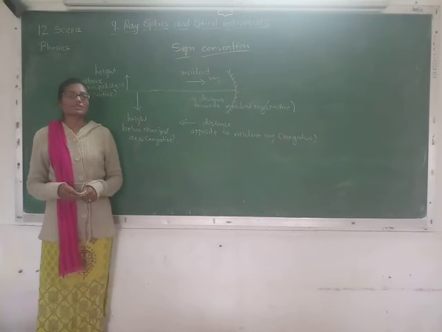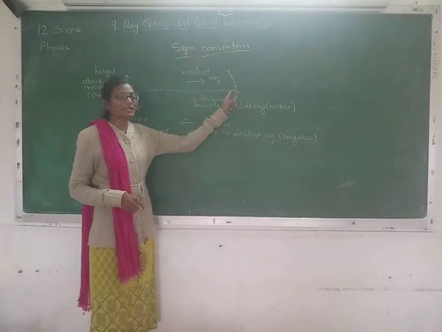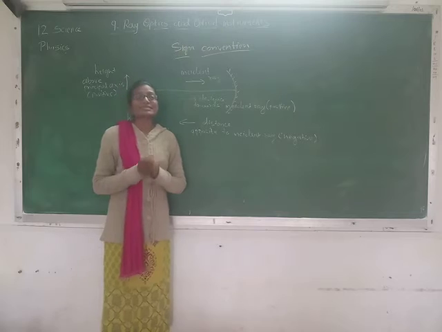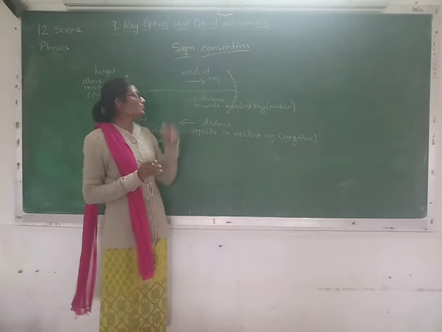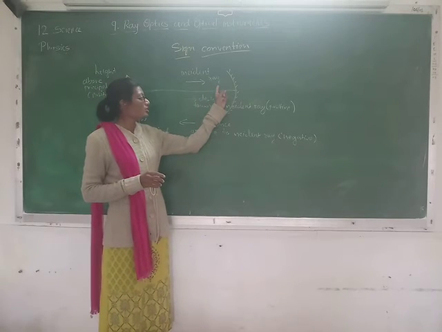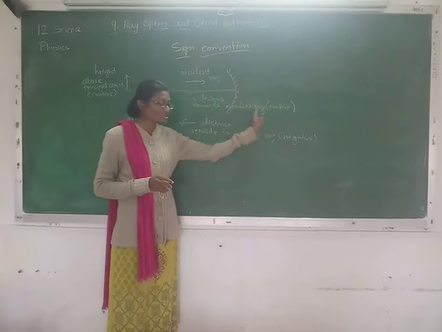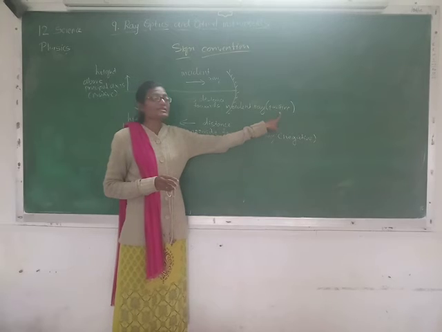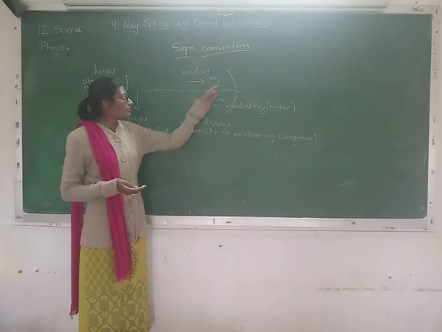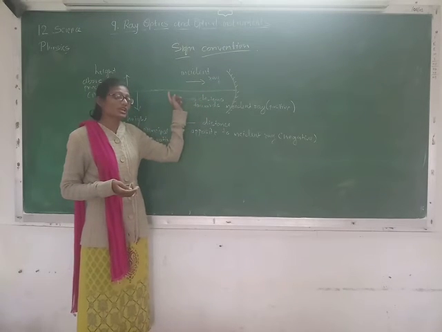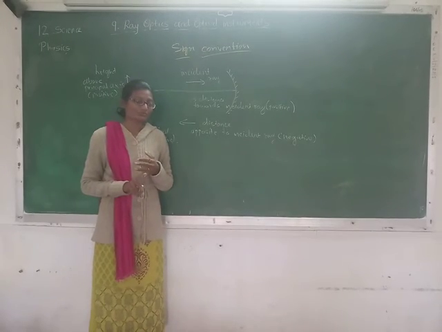Now let us see the sign convention. Here we have taken the mirror. This is the principal axis. All the distances measured towards the incident ray are considered positive. So here is the incident ray direction. The distance measured in the direction of the incident ray is considered positive. And if we take the distance away from the incident ray, that is opposite to the incident ray, then that direction is considered negative.